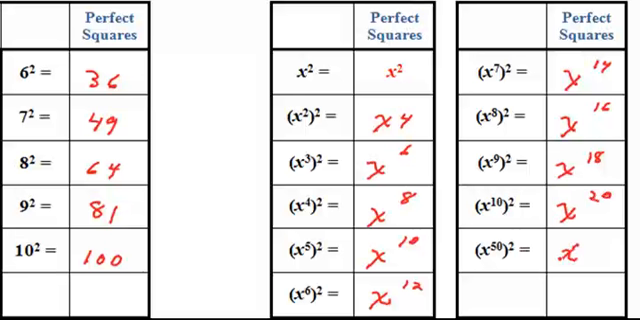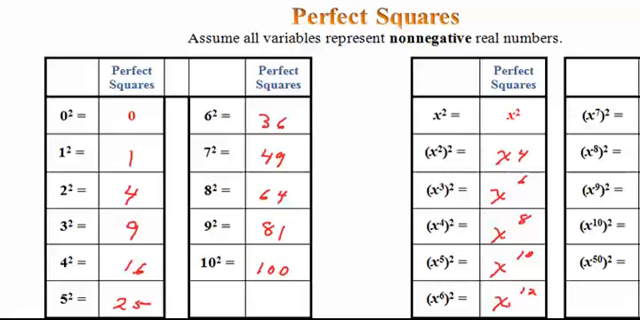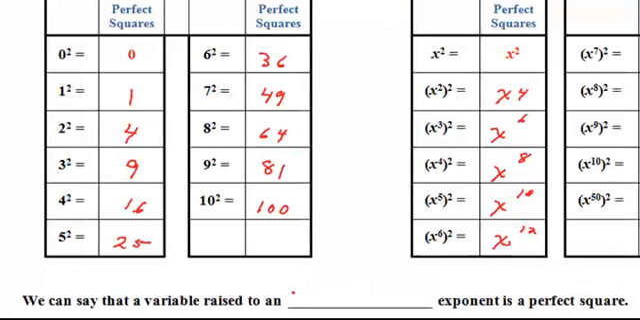What do we notice about all our exponents in the perfect square column? Well, we have 2, 4, 6, 8, 10, 12, 18, 20, 100. Every one of those is even. In fact, we can make a general statement here. We can say that a variable raised to an even exponent is a perfect square. So whenever we see a variable raised to an even exponent, we know that that's a perfect square. Now, it's very, very important that you learn to recognize these perfect squares.